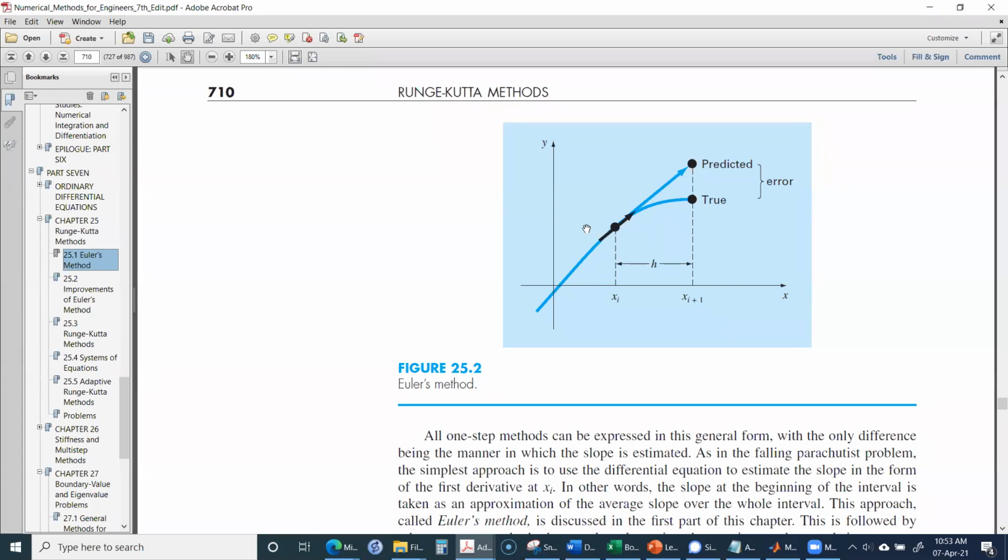Another type of improvement is that instead of taking the slope at the beginning of this interval, we can take the slope at the mid of this interval. So that can also improve this method over here. So these are the two improvements, and then we will further discuss the more general Runge-Kutta methods in our next lesson. So in this way, I think we will complete this topic in the next week. So in the next class on Friday, you are going to take the quiz. Okay.